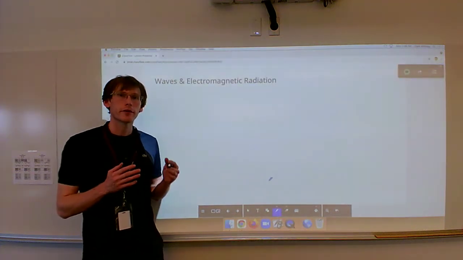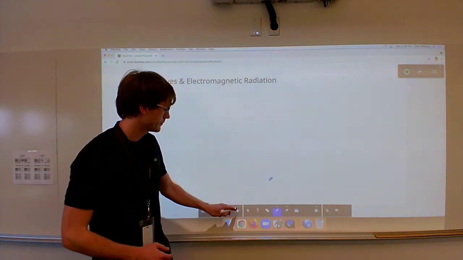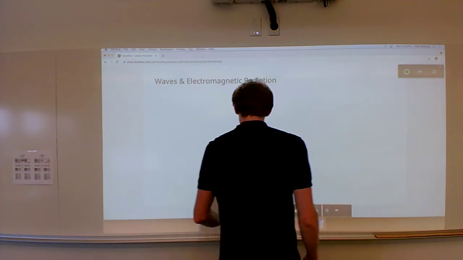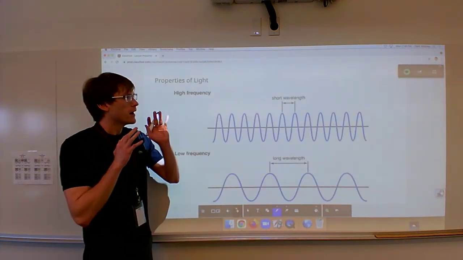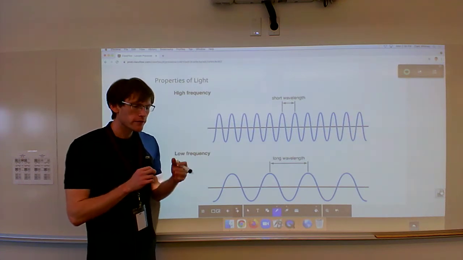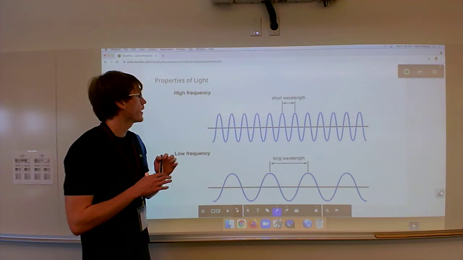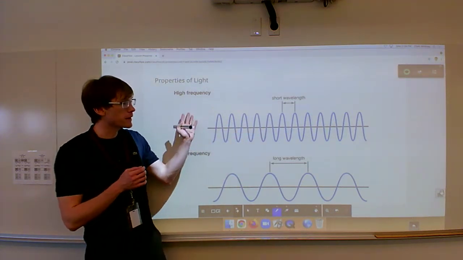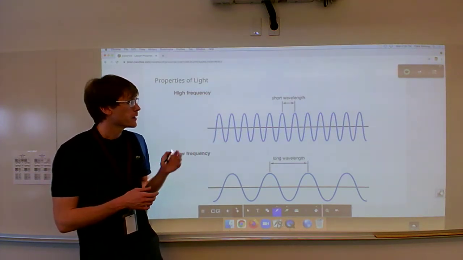In this video, we're going to look at waves and electromagnetic radiation. So, first, properties of waves, properties of light. There are two main properties that we're going to work with in this class. One is the frequency, and the other is the wavelength. And as you might be able to tell from this diagram, they are related to one another.